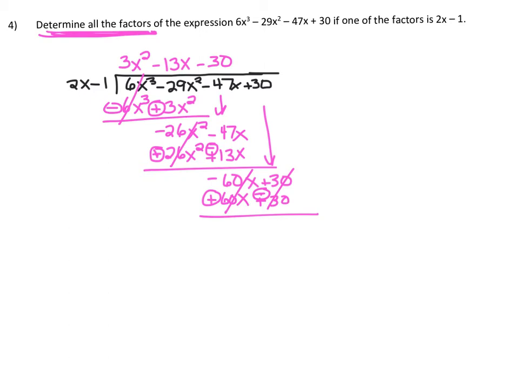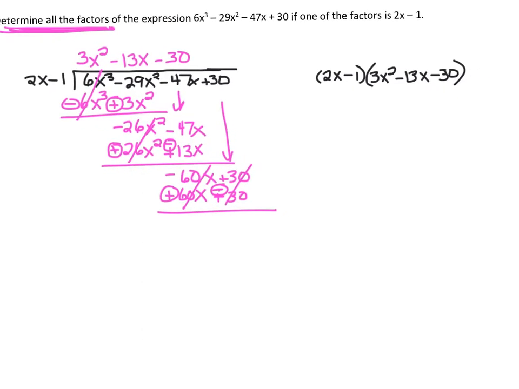So I'm going to write those out. All right, so 2x minus 1 is one of our factors. And then 3x squared minus 13x minus 30 is another factor. Now, here's the deal. If anything can factor further, you want to factor further. So this doesn't factor further, but if I look here, this is a trinomial. I'm going to see if I can factor this further. Okay, so let me just give myself a little more room.